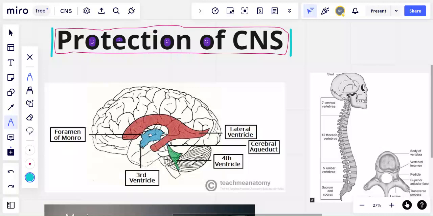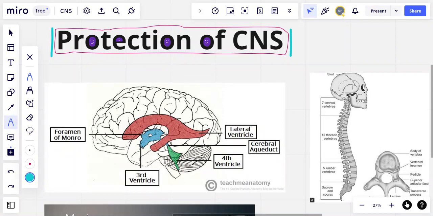Everyone, in today's lecture, we are going to cover the protection of CNS. So, CNS has three different protections. Before moving on to that, what is CNS? It is central nervous system and it comprises of brain and spinal cord. I'm sure you all already know that.